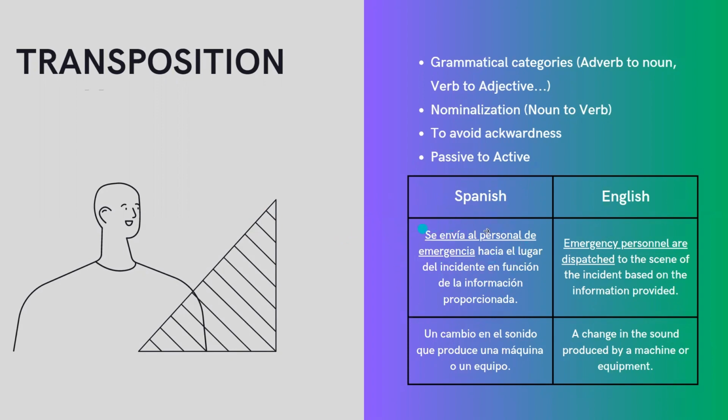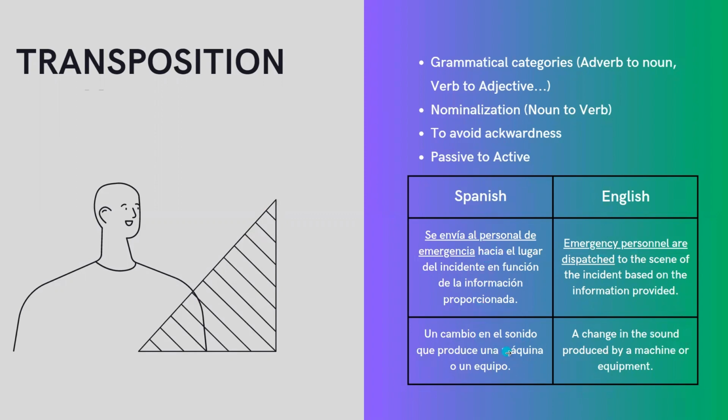So we have se envía al personal de emergencia. Envía will be the verb. And in English, we have emergency personnel are dispatched. So we're keeping the idea that they are being dispatched, right? Instead of having a verb in here, we have an adjective to let us know that the emergency personnel is being dispatched. The idea is totally kept, but the grammatical structure is a little bit different.